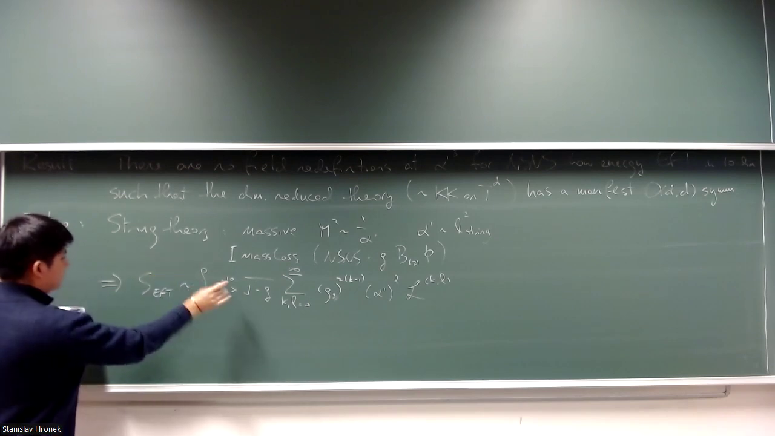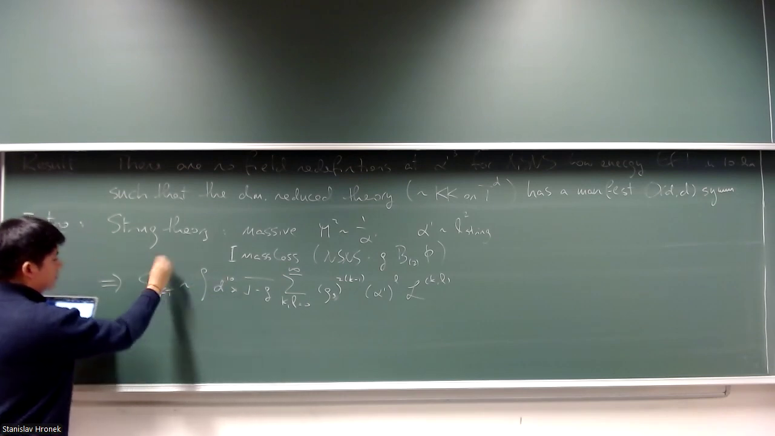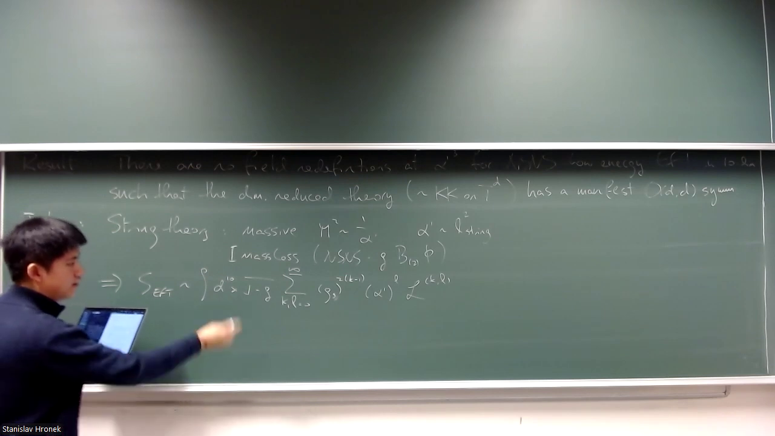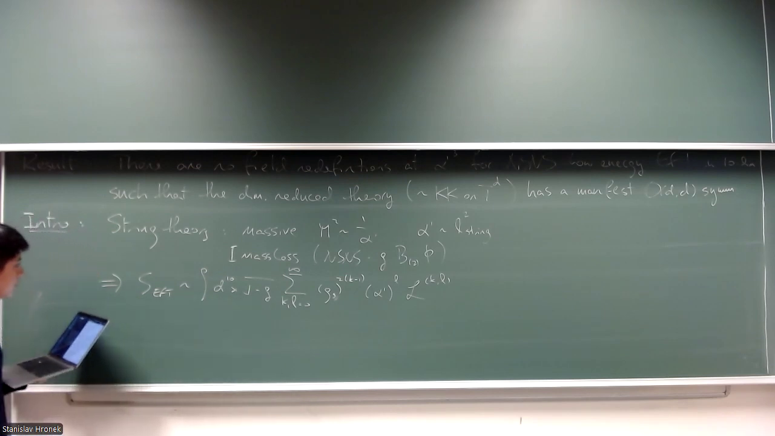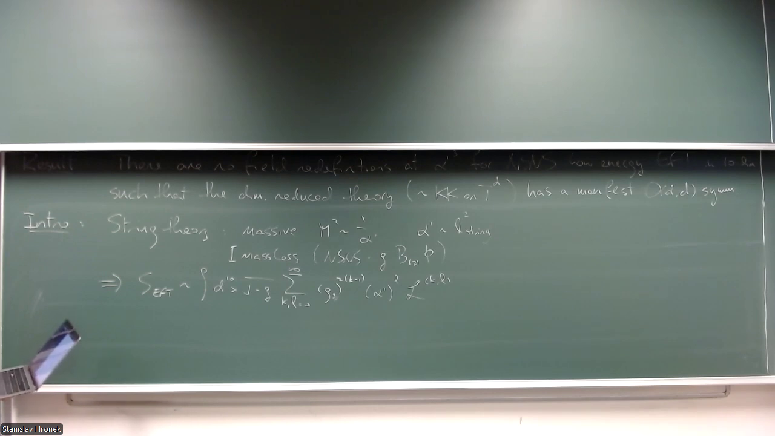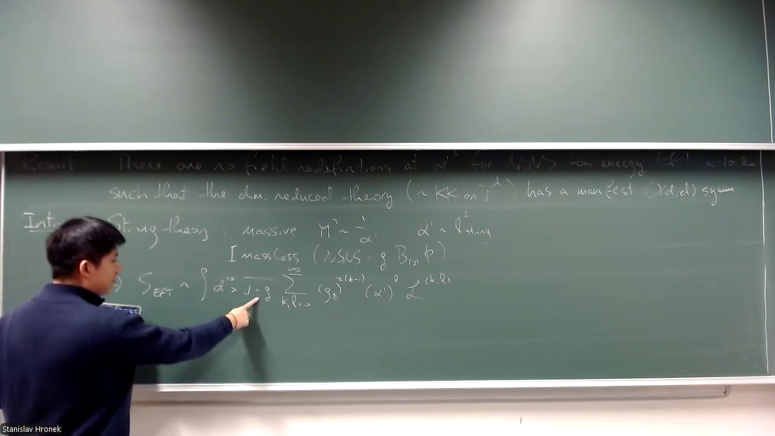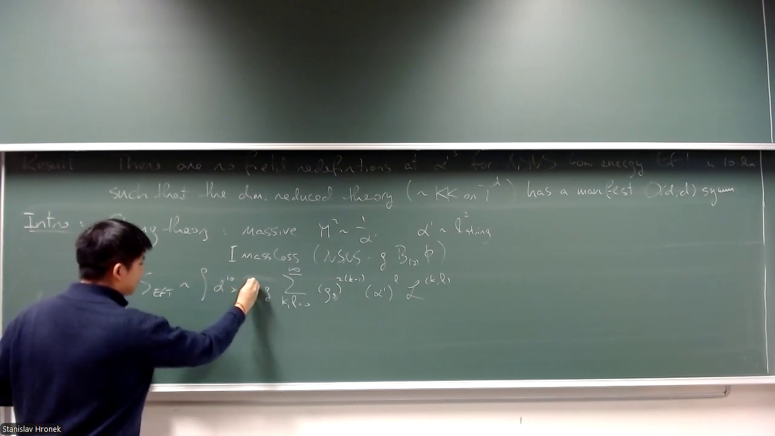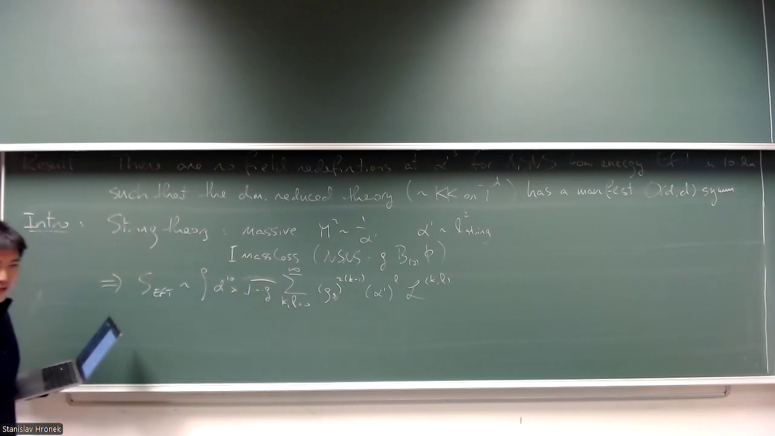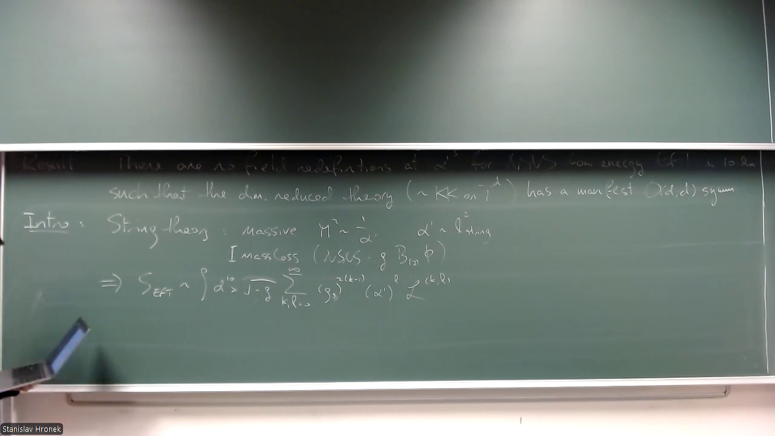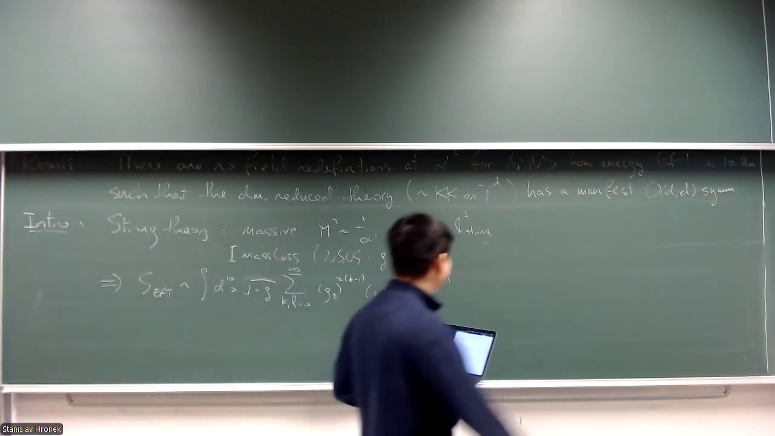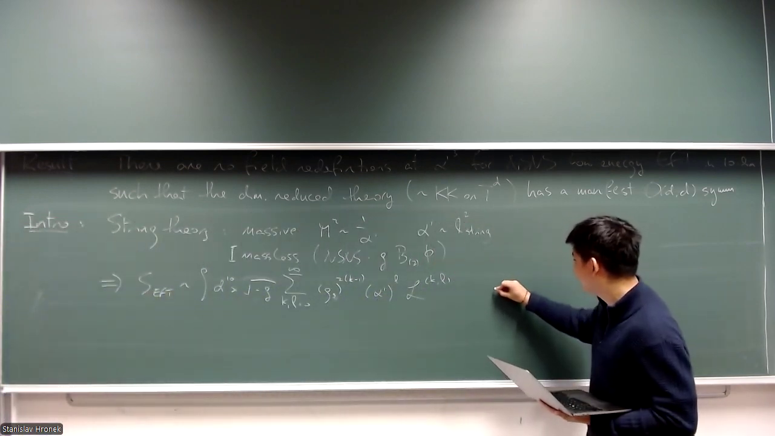Here we can also include some R-R fields, but we are only taking the NSNS sector, so there's no difference actually. What is before the sum? Is this bar J? This one? Oh, that's the square root of minus g. Yeah, please ask me if my writing is unclear.